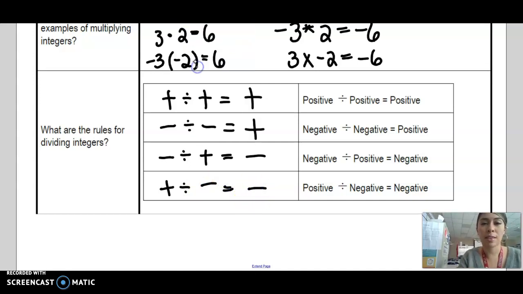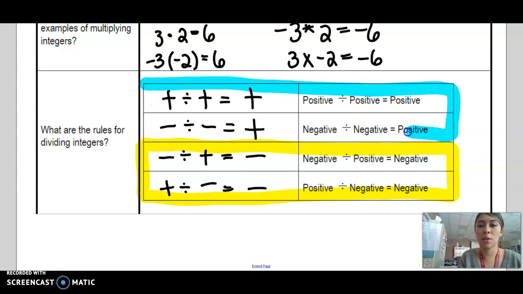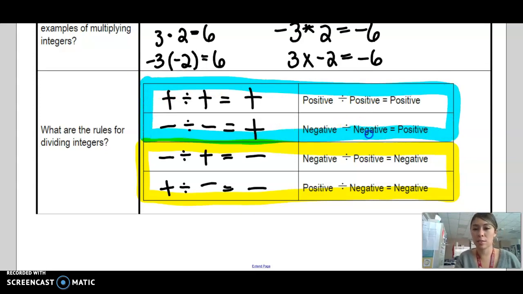So I'm going to highlight this really quick. So your answer is going to be negative if you have a negative and a positive in the division problem, and then your answer is going to be positive only if you have a positive and a positive, or a negative and a negative.